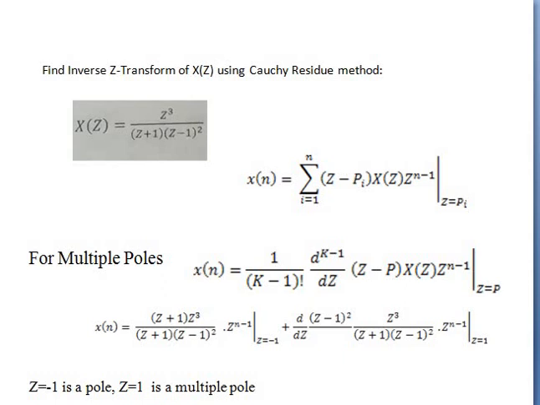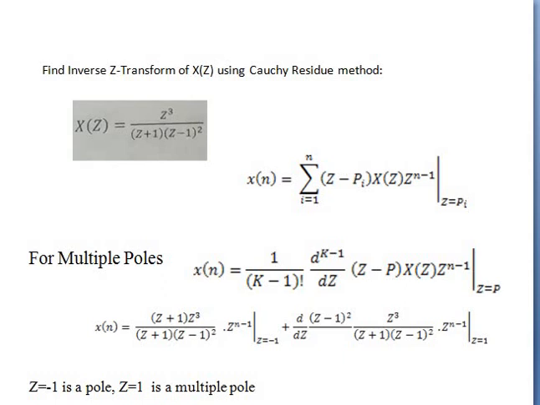If it is a single pole, the x of n value is determined by x of n equal to summation i equal to 1 to n, z minus that particular pole, x of z, z power n minus 1, then z equal to that particular pole p i. And for multiple poles, x of n equal to 1 by k minus 1 factorial, d power k minus 1 by dz, z minus that particular pole power k times x of z, z power n minus 1, at z equal to that particular pole. So we substitute this formula in the given x of z.